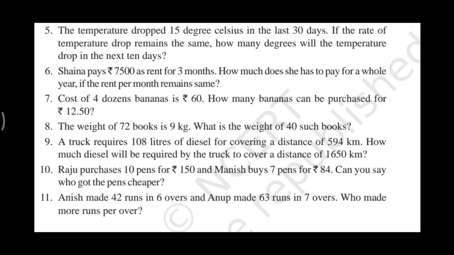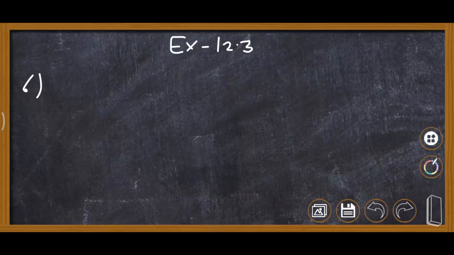Now this is question number 6. Saina pays rupees 7,500 as rent for 3 months. How much does she have to pay for a whole year if the rent per month remains same? So here first of all we will find the rent for 1 month, and after that we will find the rent for 12 months. Now this is the solution of question number 6.